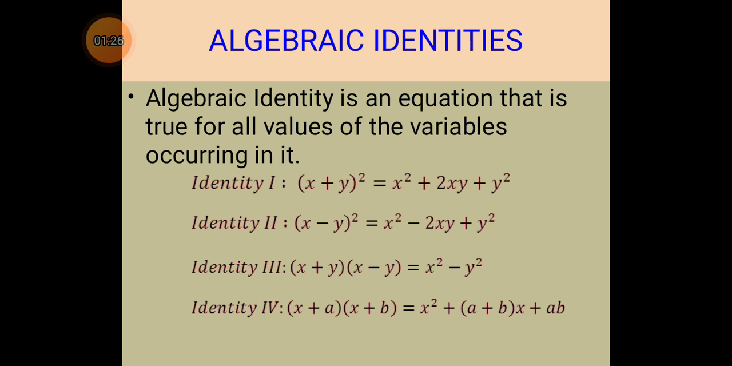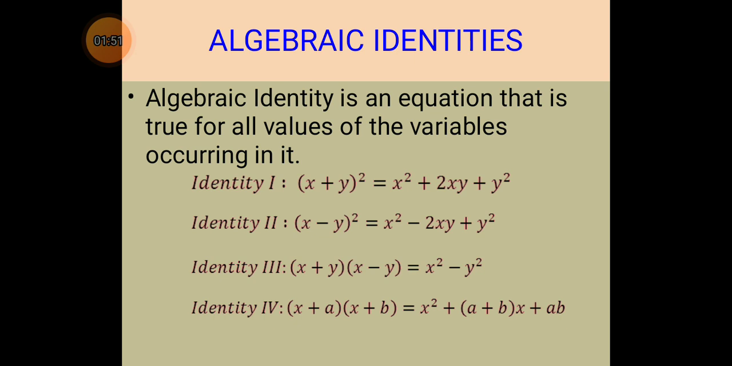So according to that, the first identity we have learnt is x plus y whole square is equal to x square plus 2xy plus y square. Or you might have learnt it as a plus b whole square. It makes no difference. There a is the first term, b is the second term. Here x is the first term and y is the second term.